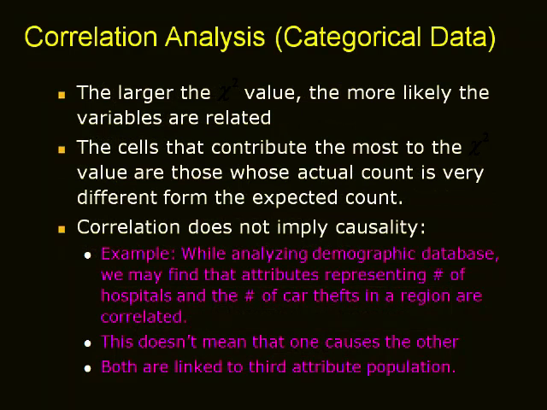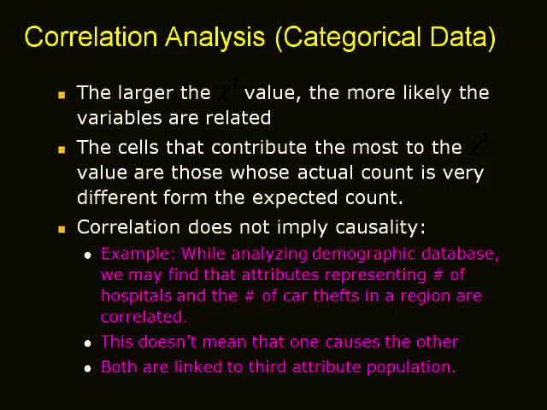The larger the chi-square value, the more likely the variables are related. The cells that contribute the most to the chi-square value are those whose actual count is very different from the expected count. Correlation doesn't imply causality. If A and B are correlated, this does not necessarily imply that A causes B or that B causes A.